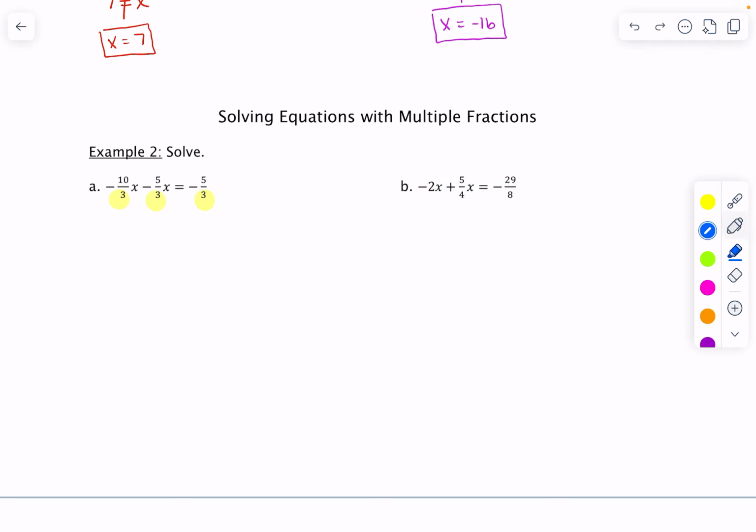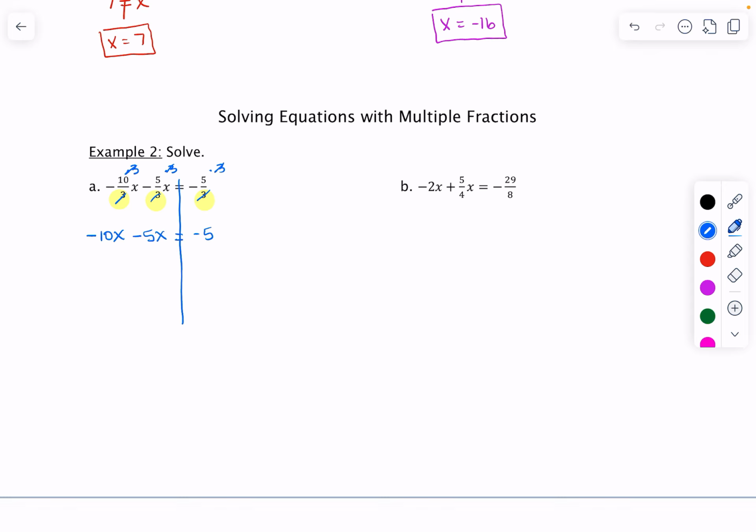Oh, it keeps doing that. Let me get my different pen here. There we go. So times 3, and times 3. What this does is it's going to cancel out the 3 in the denominator, and it's going to leave you with the numerator. Okay, so I'm going to keep that negative in front of the 10, so -10x. Keep that negative with the 5, so -5x. Draw your line down the middle, equals -5. So I'm just left with numerators. And just like that, I have an equation that's much simpler to solve.